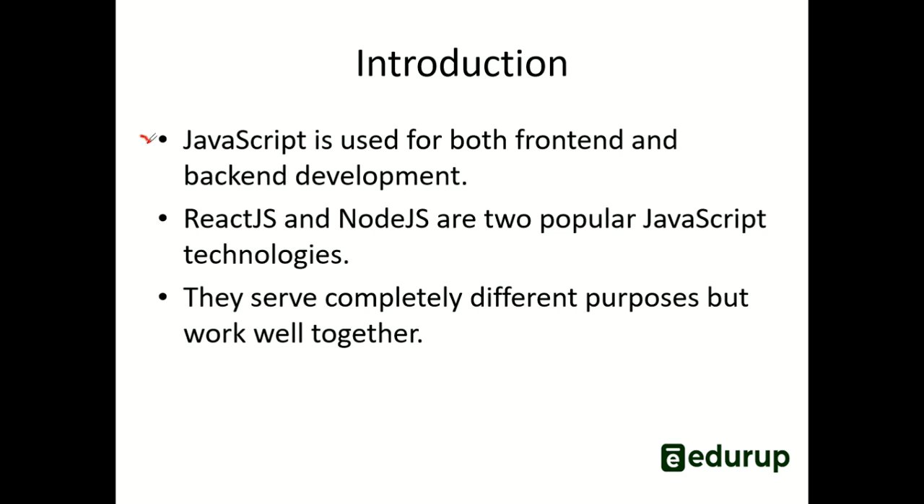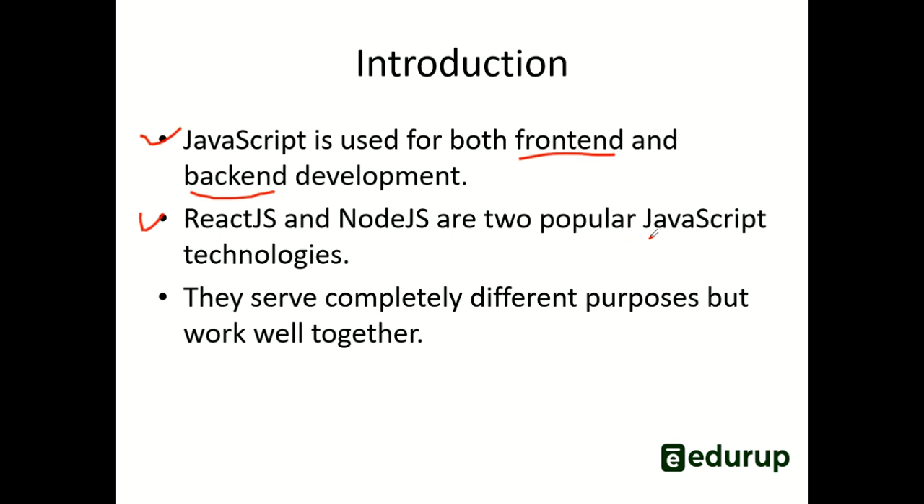The first thing: JavaScript is used on both the front end and the backend. Front end means I can directly interact with the user side, and backend means I cannot directly interact with the user side. So next, ReactJS and Node.js are two popular JavaScript technologies. See, with JavaScript I can connect the two ends, the front end part and the backend part. The front end part I can connect with the help of ReactJS. The backend part I'll connect with the help of Node.js.